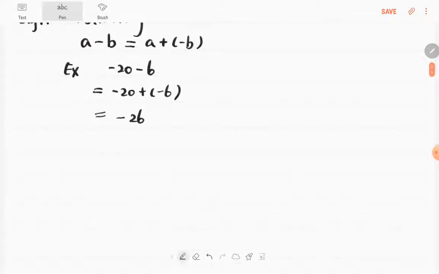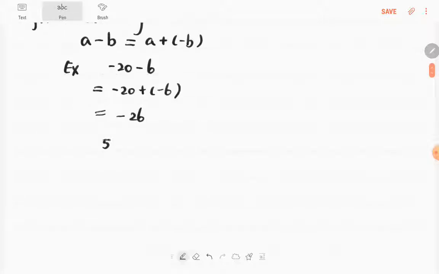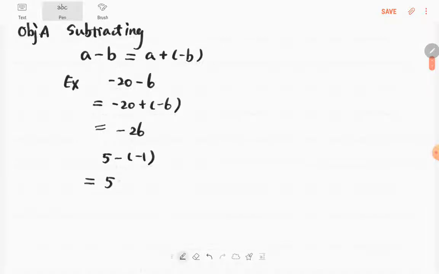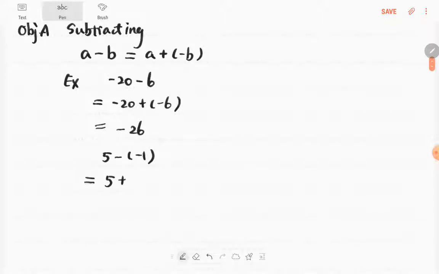Okay. How about this one? Five minus negative 1. So we can still transfer our subtraction to plus, if minus negative 1, so that equals plus the opposite of negative 1. So that will be positive 1. Then it's just 5 plus 1 equals 6.